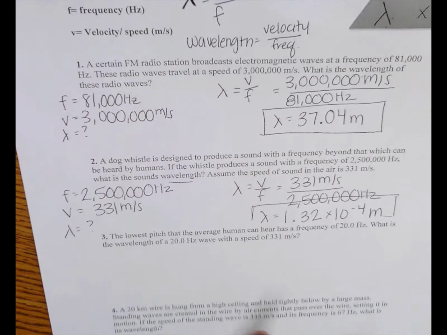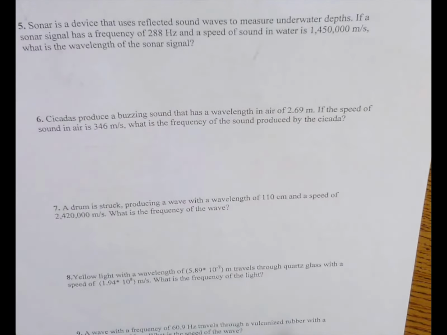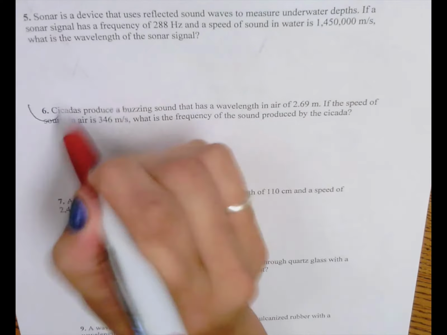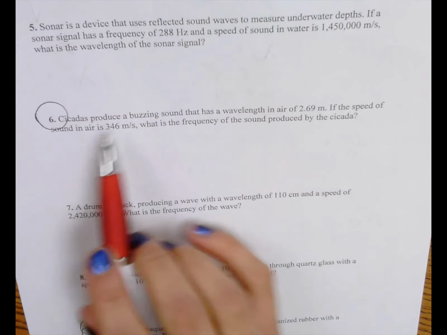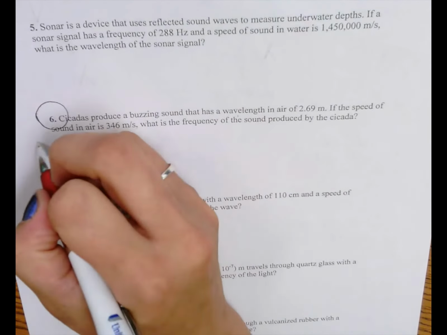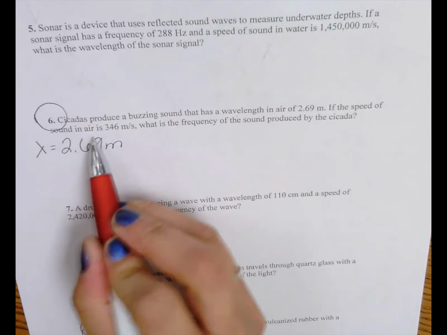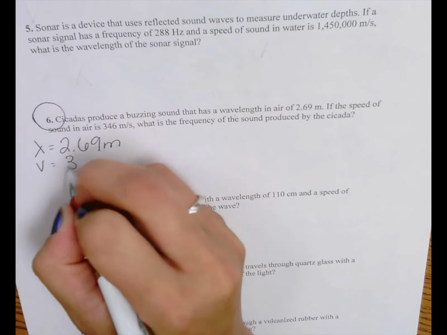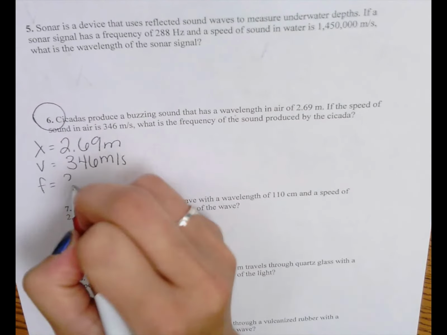All right, we're going to skip this one because it's asking for wavelength again. I would like for you to go ahead and flip over. And I want to solve for number 6 because it's asking you for the frequency. And I also want to do number 9 because it's asking you for the speed. So for number 6, cicadas produce a buzzing sound that has a wavelength in the air of 2.69 meters. So we've got lambda so far, 2.69 meters. If the speed of the sound in the air is 346 meters per second, what is the frequency?